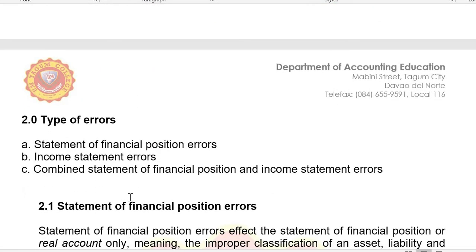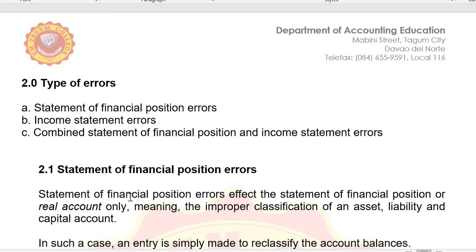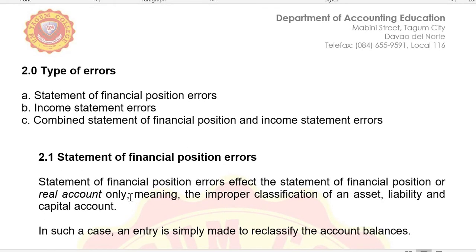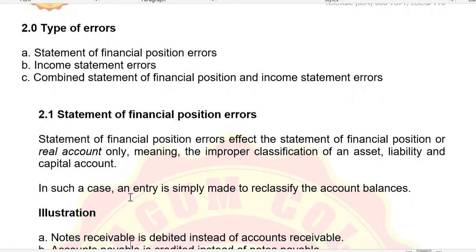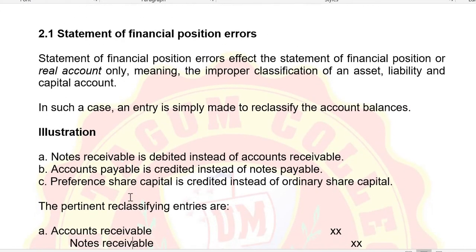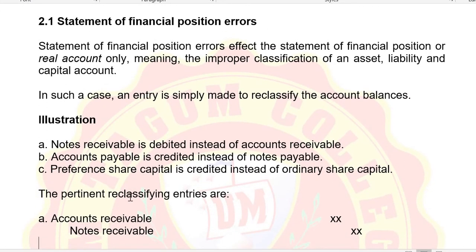So we have three types of errors. We have the statement of financial position errors, the income statement errors, and the combined statement of financial position and income statement errors. Okay? So, sa statement of financial position error, ang problema lang dito is actually ang improper classification ng account. So, ang adjusting entry would simply mean you need to reclassify lang the accounts. Kasi parang namali ka lang ng debit. So, instead of debiting yung isang account, ang na-credit mo is ibang account.